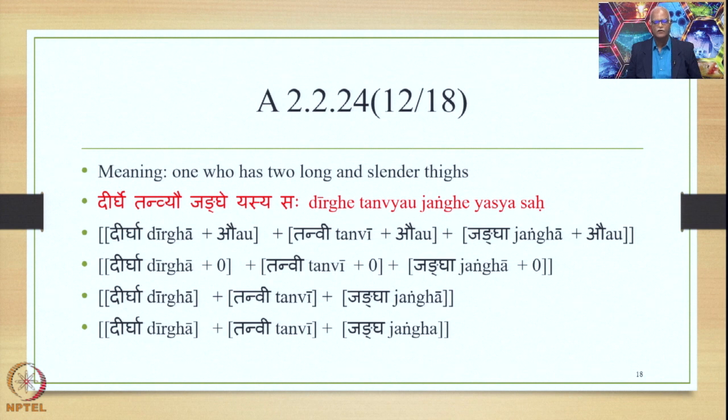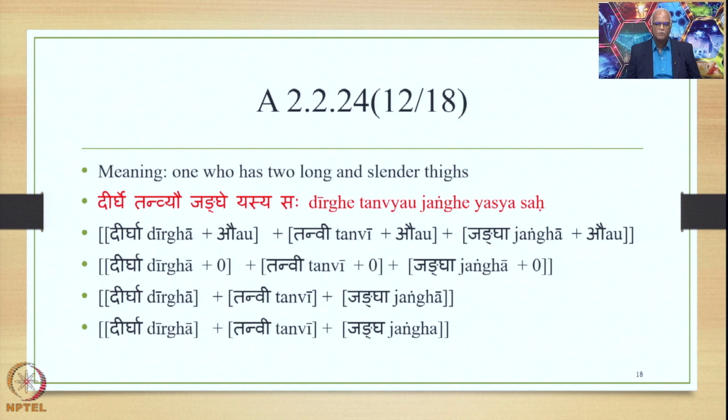Similarly, when the meaning to be conveyed is one who has two long and slender thighs, the laukika vigraha is dirghe tanvyau janghe yasya saha. And so here the alaukika vigraha is dirgha plus au plus tanvi plus au plus jangha plus au. Now anekam anyapadarthe says that this is the bahuvrīhi samasa, so samasa saudhnya takes place, and this alaukika vigraha then becomes the pratipadika, and then supodhatup pratipadika yoho applies and deletes all the supratyayas.